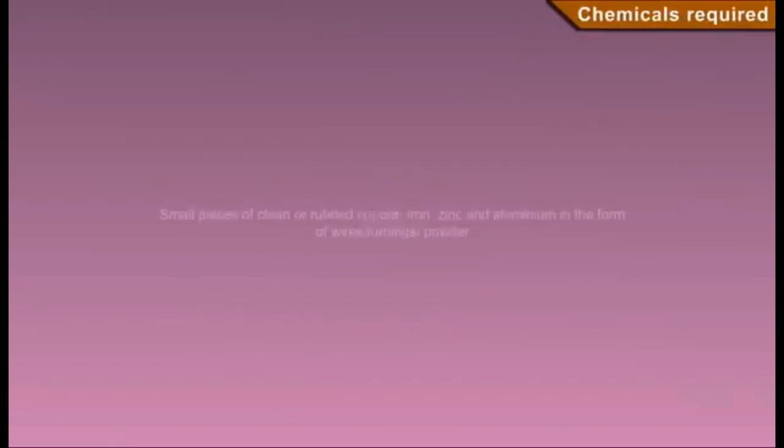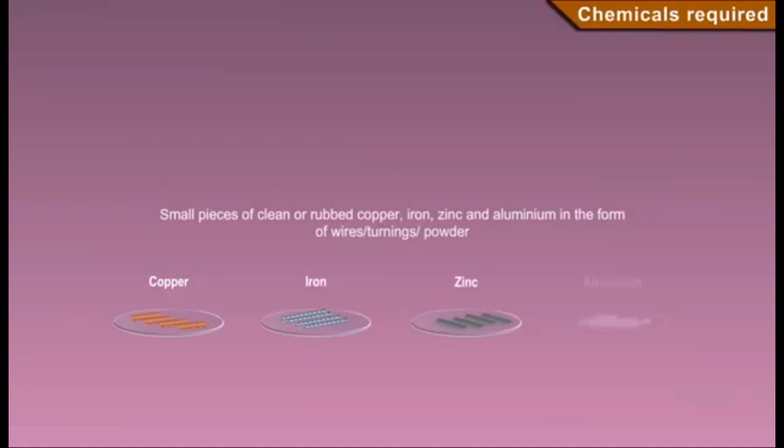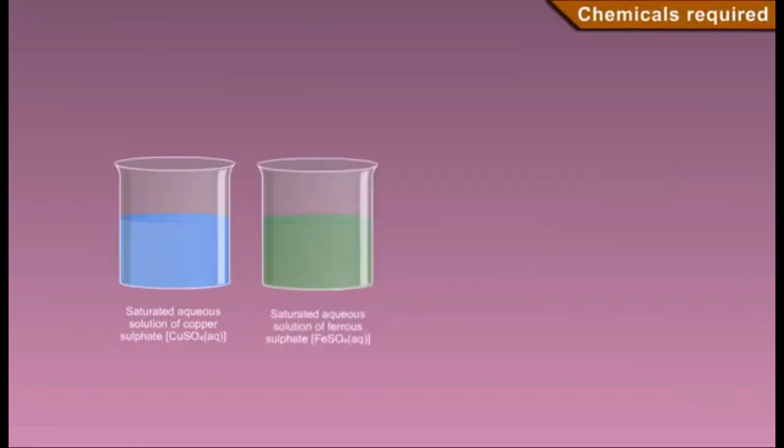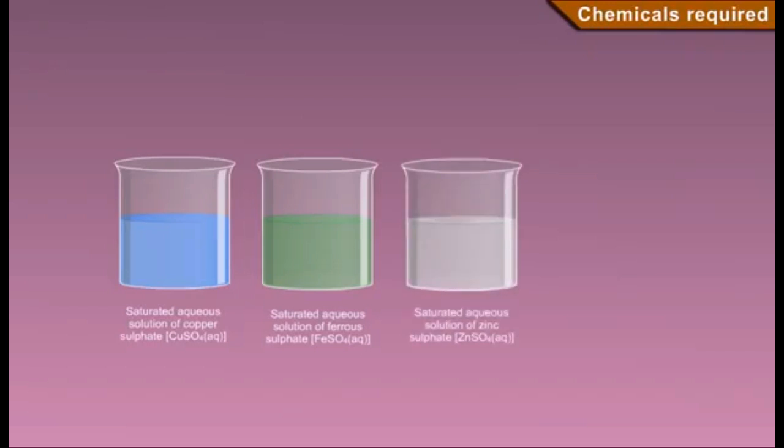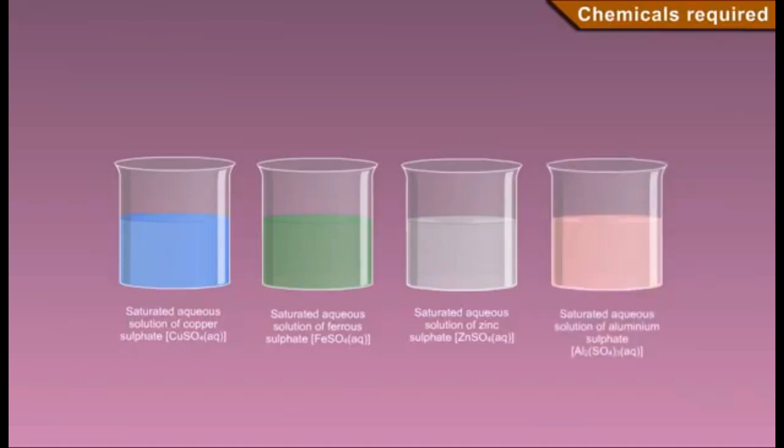Chemicals required. Small pieces of clean or rubbed copper, iron, zinc and aluminium in the form of wires, turnings and powder. Saturated aqueous solution of copper sulfate, CuSO4 aqueous. Saturated aqueous solution of ferrous sulfate, FeSO4 aqueous. Saturated aqueous solution of zinc sulfate, ZnSO4 aqueous. Saturated aqueous solution of aluminium sulfate, Al2SO4 aqueous.